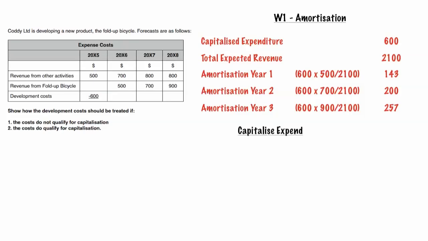Now we need to see how that will affect our P&L if we capitalise the expenditure rather than just writing it off immediately. So see if you can do that now. Pause the video and adjust your P&L that we did last time. Instead of writing it off all at the start, use our amortization rates that we just worked out to write it off over the 3 years.